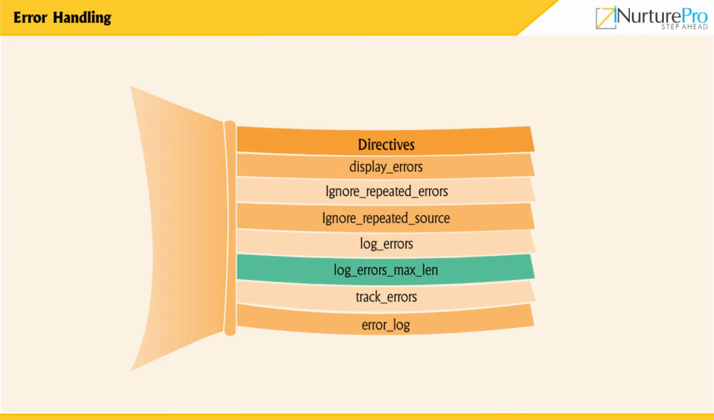It is the directive which denotes the maximum length for each logged element. Track errors stores recent messages within a variable named php_errormsg. Error log sends the errors to the system logging daemon.